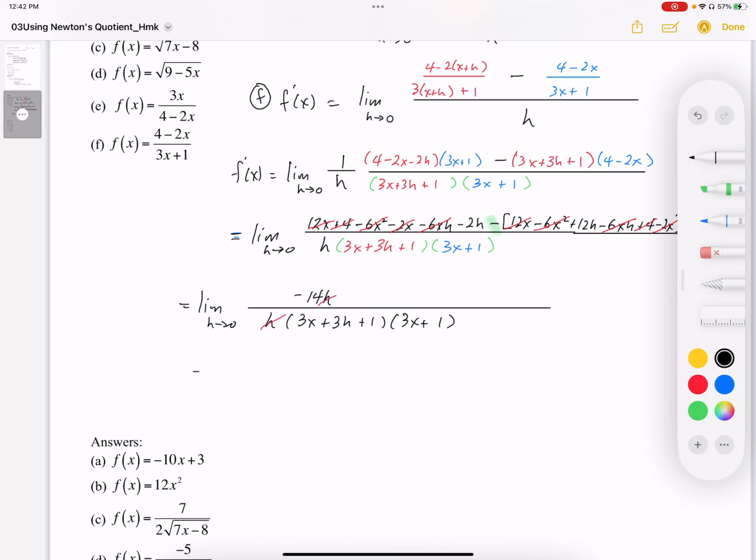So I'm left with the limit as h approaches 0. The numerator is negative 14. I end up with 3x plus 3h. That 3h term, when I plug in the h is 0, is going to go to 0. So this term goes to 0 when I plug it in. And so I end up with negative 14 over 3x plus 1 times 3x plus 1, which is 3x plus 1 squared.